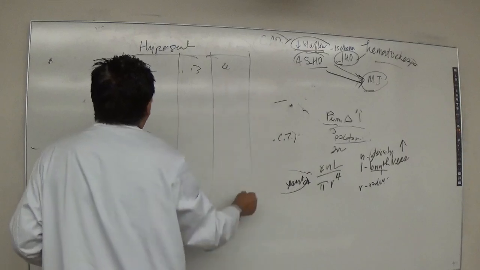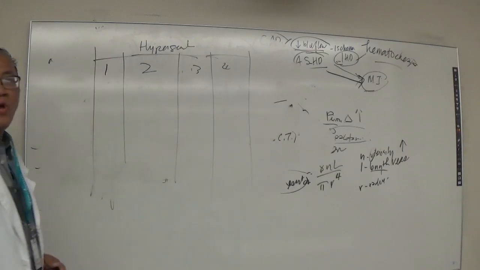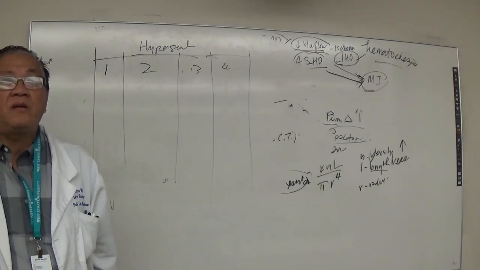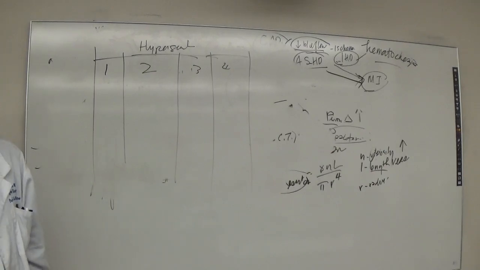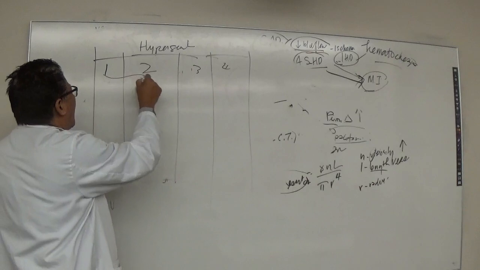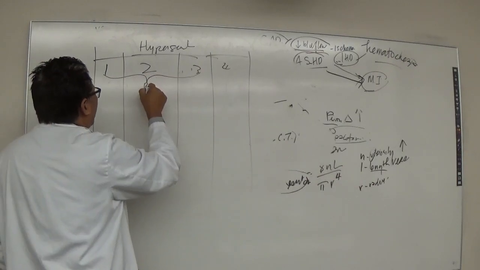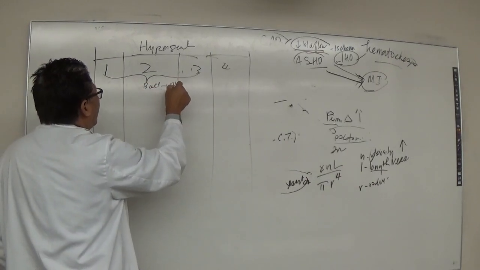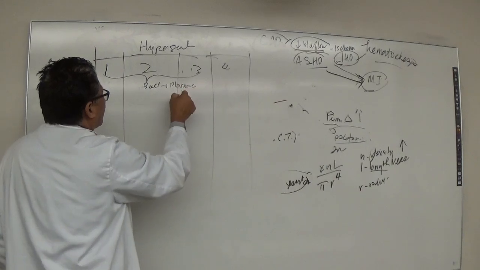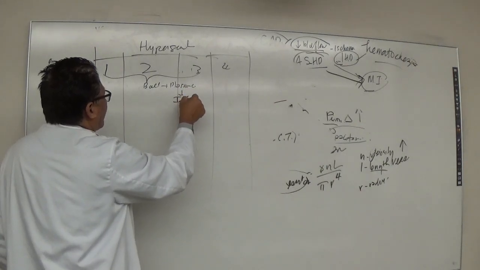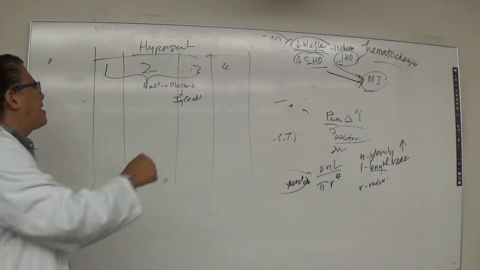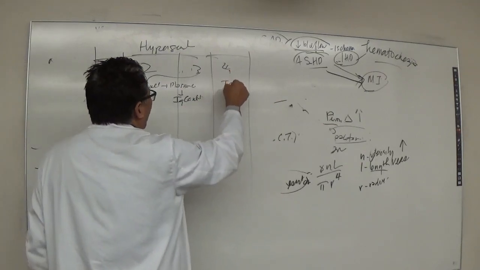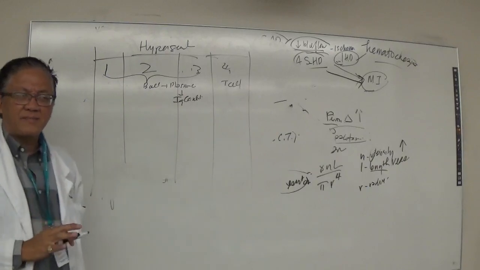1, 2, 3, 4, right? Now, which among these four will be involving the B cells and plasma cells and antibody production? 1, 2, and 3. So 1, 2, and 3 will be B cells, which become plasma cells, which produce what? Immunoglobulin, which are what? Anti-what? Bodies. In other words, type 4 involves what cell? B cell. So you try to summarize everything, right?